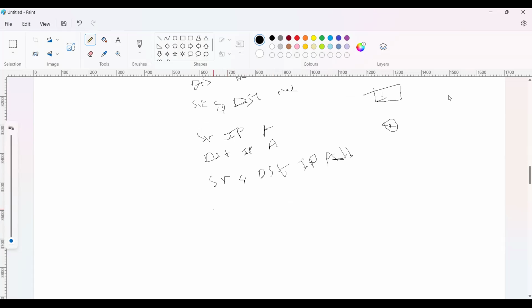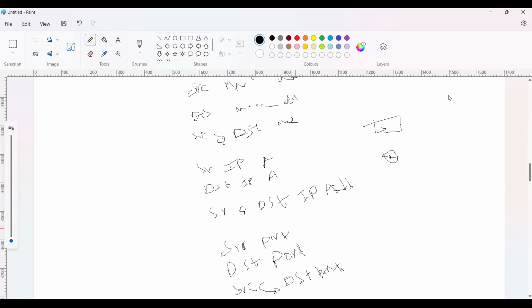Then the source port algorithm, and the destination port, and source and destination port.